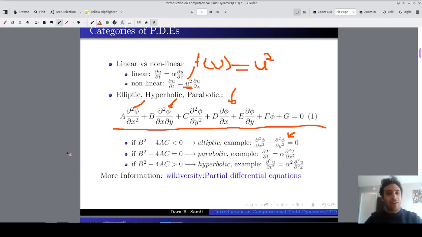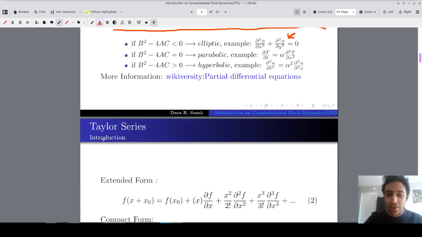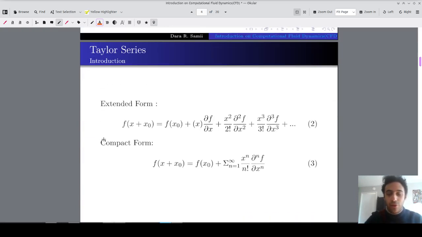Okay. After this brief introduction to how we categorize PDEs, now we need to see how we discretize these PDEs. To discretize these PDEs, we need to know some basics. Probably you had Taylor series in your high school, but we will go through and relearn the concept again. The Taylor series is described in equations 2 and 3.